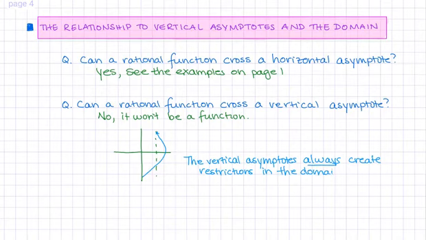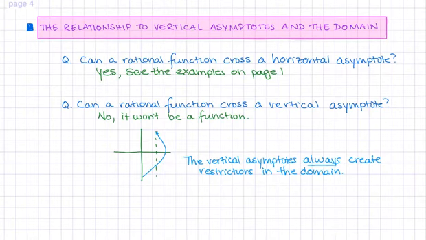Now I'm wording it like this on purpose. I'm not saying that the domain is exactly coming from the vertical asymptotes, because next class we'll actually learn that you can have holes in your graph. So there can be other places where there's gaps in the graph that aren't asymptotes. So we don't have to worry about those today, but that's why I'm wording it this way.